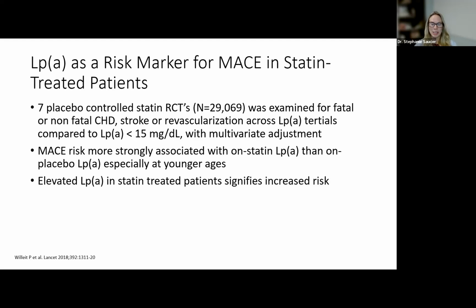Now, we talked about stroke, we've talked a touch about aortic stenosis, and what about Lp(a) as a risk marker for MACE in statin-treated patients? There were 7 placebo-controlled statin randomized controlled trials with over 29,000 patients, examined for fatal or non-fatal coronary heart disease, stroke, or revascularization across Lp(a) tertiles compared to Lp(a) of less than 15 milligrams per deciliter. The MACE risk was more strongly associated with on-statin Lp(a) than on-placebo Lp(a), especially at younger ages. Elevated Lp(a) in statin-treated patients signifies increased risk as well.